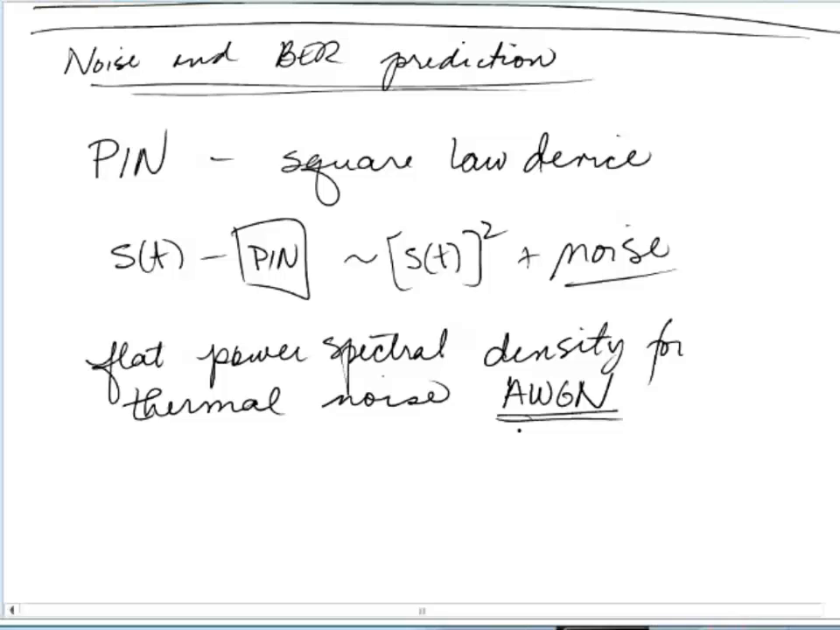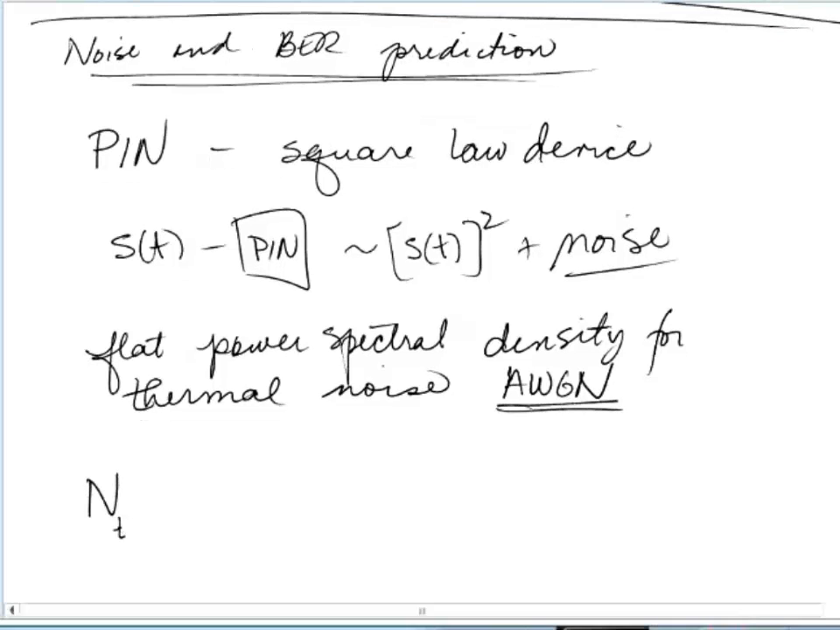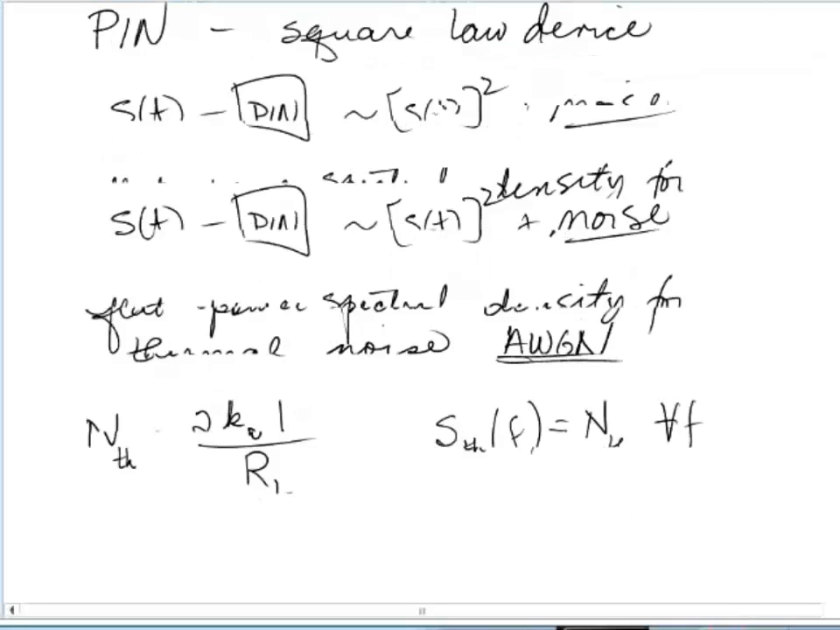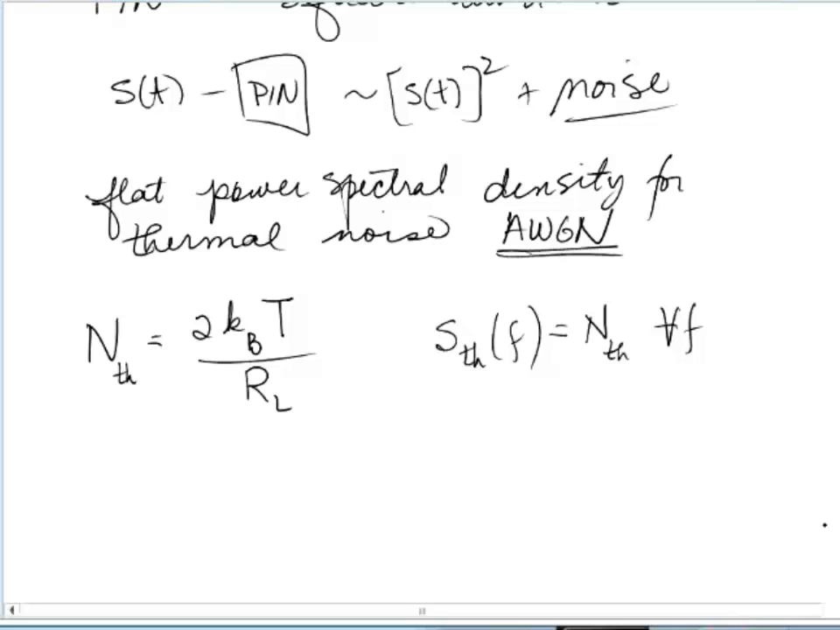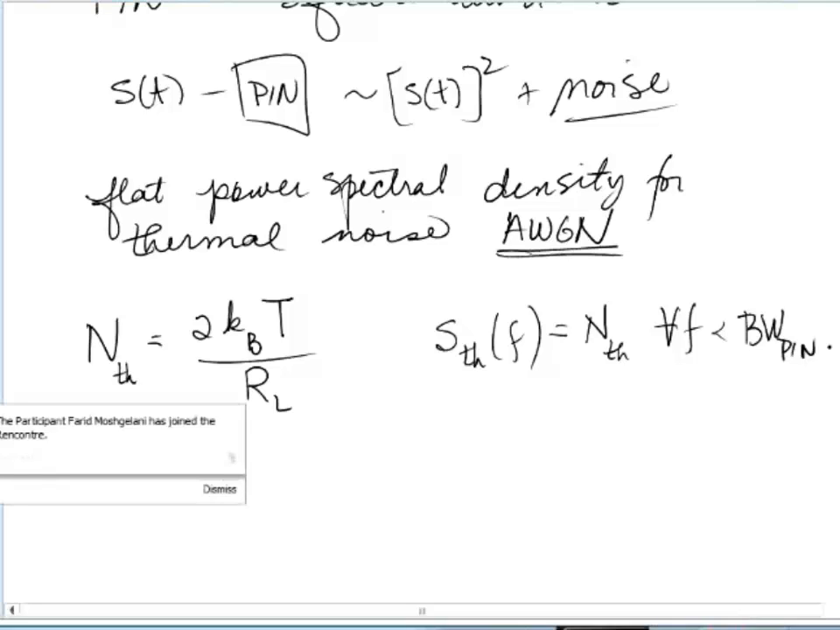The level of the power spectral density, which we'll call the noise level for thermal power, is given by the classical thermal noise, which is 2 times the Boltzmann constant times temperature divided by the load resistance. And the power spectral density, which I'll call S thermal, as a function of f, is constant for all f. Of course, no device has infinite bandwidth. In fact, we could say for all f within the bandwidth of the PIN. Certainly we can say that the thermal noise is very well modeled as flat over this bandwidth. In fact, that's sort of the definition of what the bandwidth of a photodiode is.